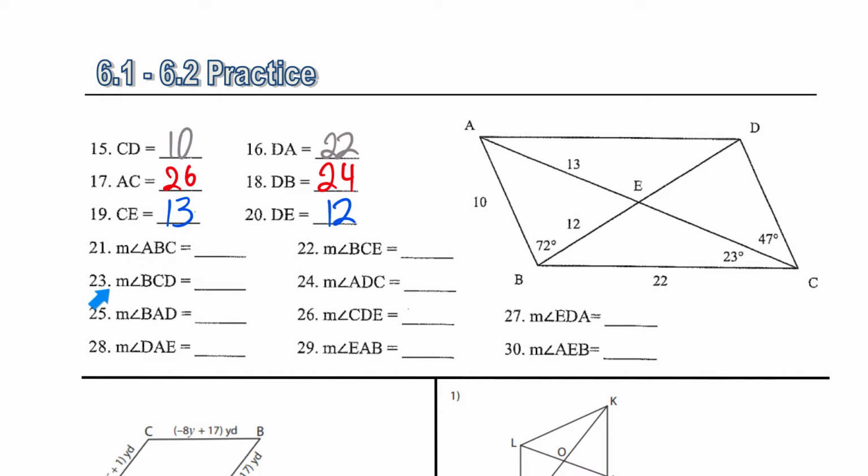Let's go ahead and drop down here to number 23. So BCD. We start at B, go to C, and then up to D. So this whole angle is going to be the sum of these two angles right here, right? So it's going to be this little angle and this angle put together. So to find this whole angle, I'm just going to do 23 plus 47. What's that? 70. Okay, 70.